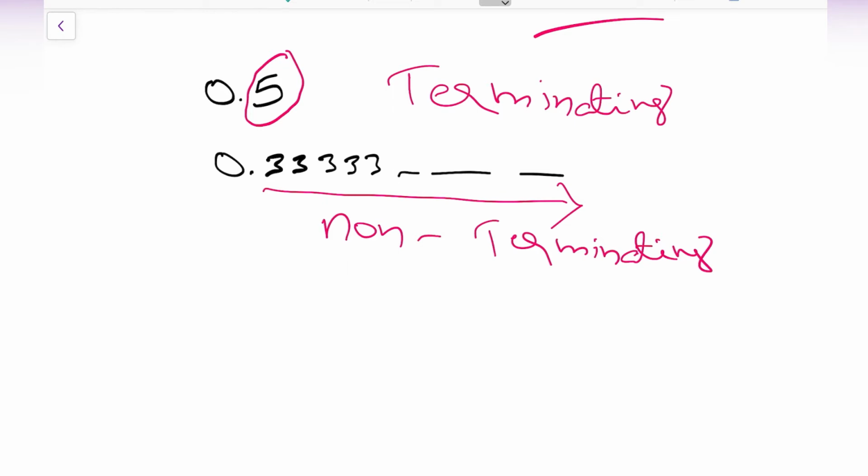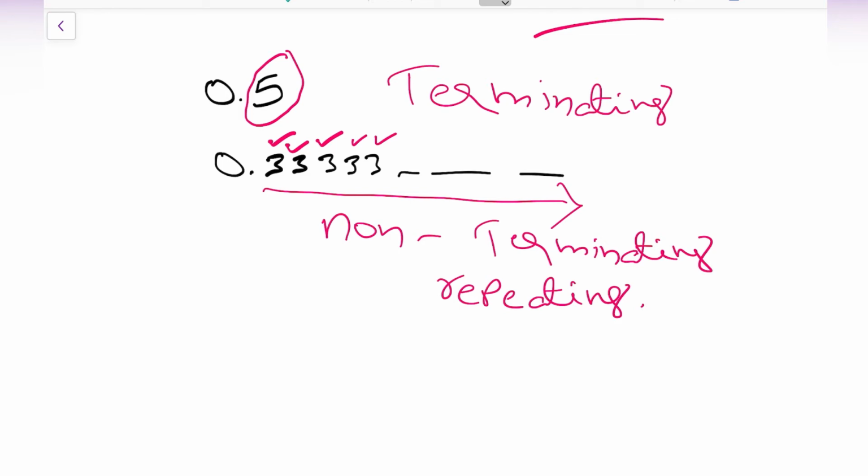But if we observe, is there any pattern after the decimal, or are any digits repeating or not? In this case, every time the digit 3 is repeating continuously. So we can call this decimal non-terminating repeating. So in the rational numbers, we will be having two types of decimals: one is terminating decimal and one is non-terminating repeating decimal.